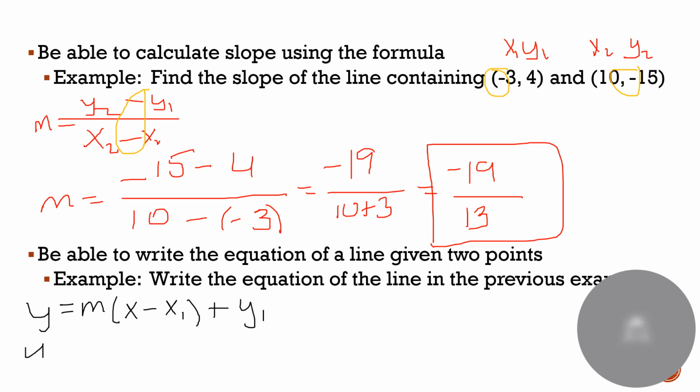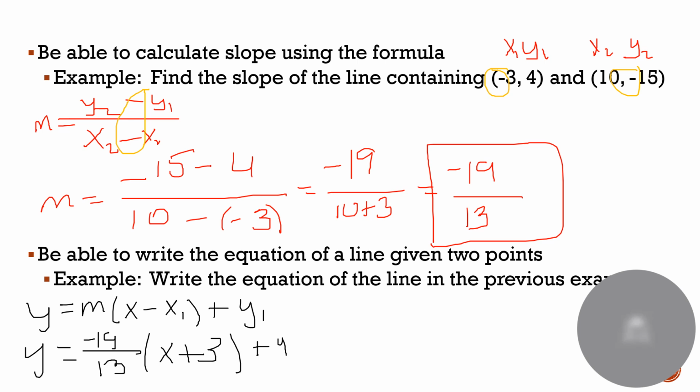And so all you would need to do is this. Plug in your slope and then pick one of those 2 numbers. So we would do x, I'm going to do x minus negative 3 plus 4. And because I don't really like minus a negative, I'm just going to go ahead and write plus.